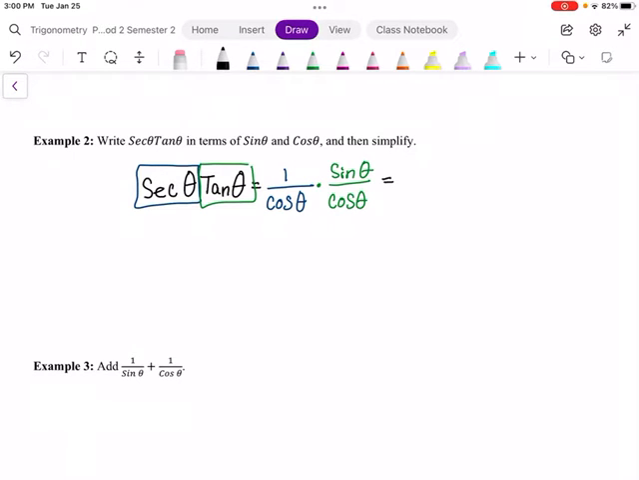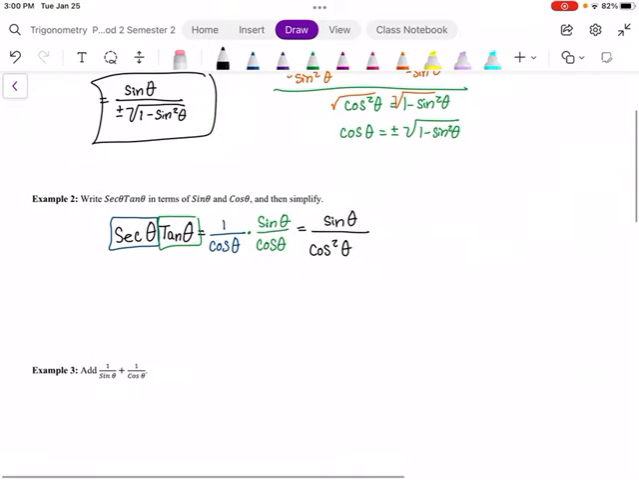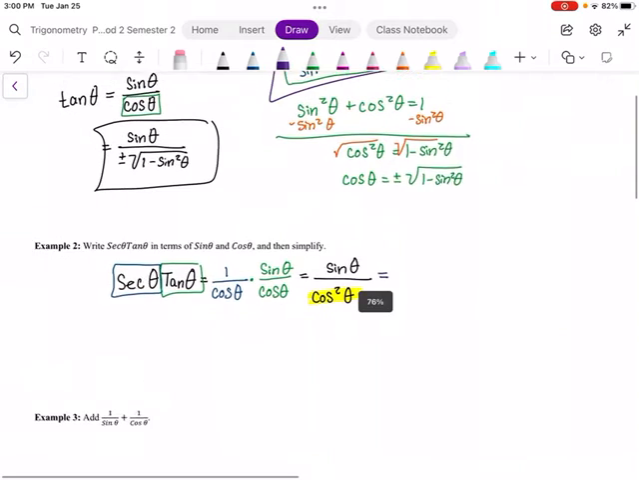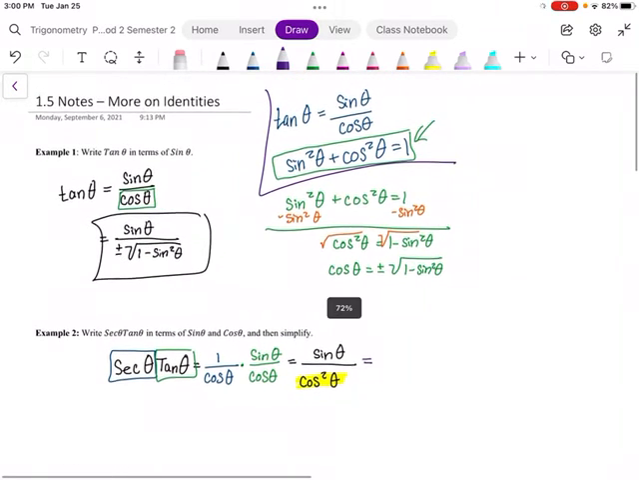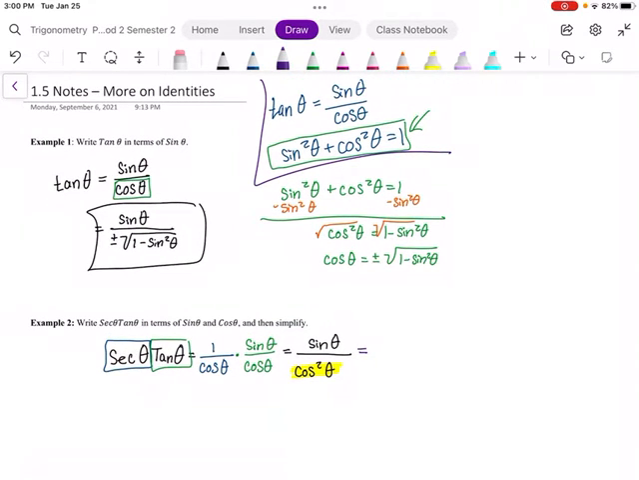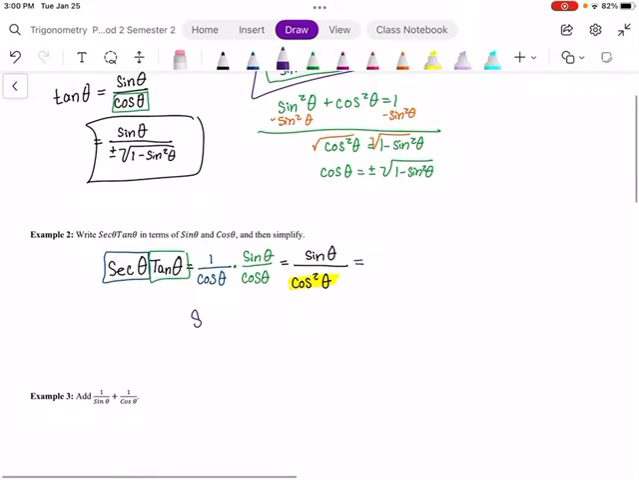And then we have a fraction times a fraction. So we're just going to multiply straight across. And we're going to have sine theta over cosine squared theta. Anytime you have a function that is squared, you are going to be able to simplify further. So we're going to continue on to our next one. And if we look back at our two most important identities, the only one that we see cosine squared in is in our Pythagorean identity.